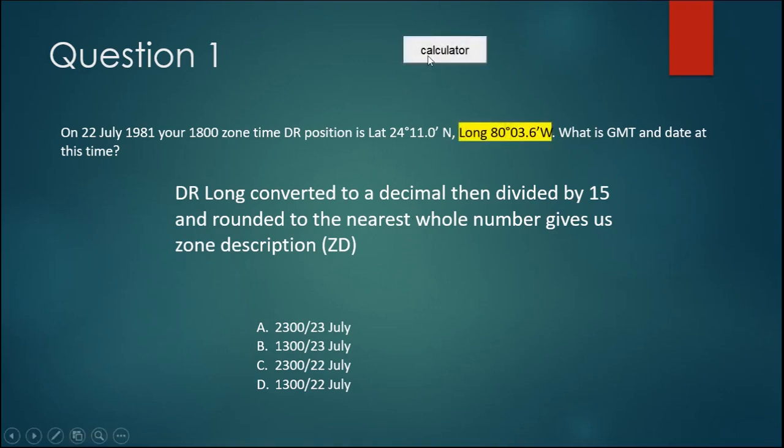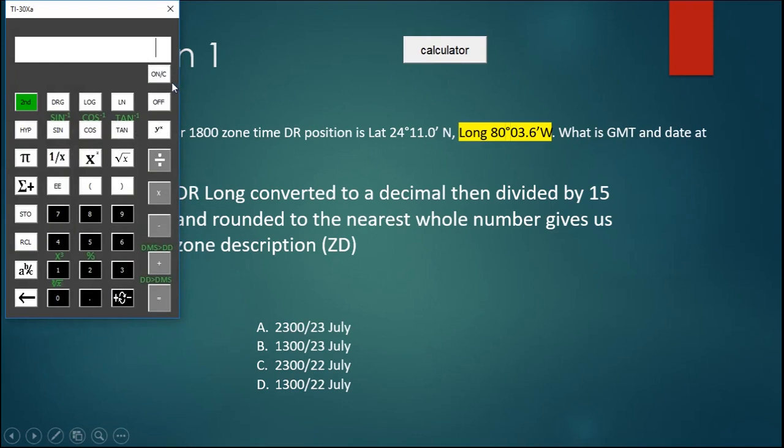So in this problem, we would convert our DR longitude of 80 degrees 03.6 minutes west to a decimal and divide it by 15. Remember, the decimal always goes where the degree sign is, 80.036. Second function, degrees, minutes, seconds to decimals, it gives us 80.06. We're going to divide that by 15 and round it to the nearest whole number, which is 5.